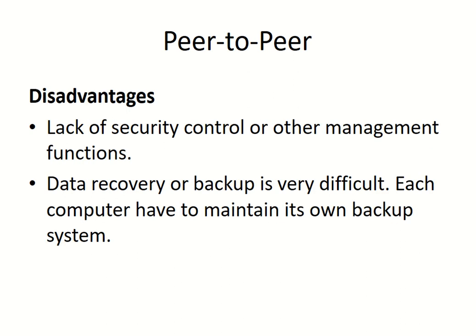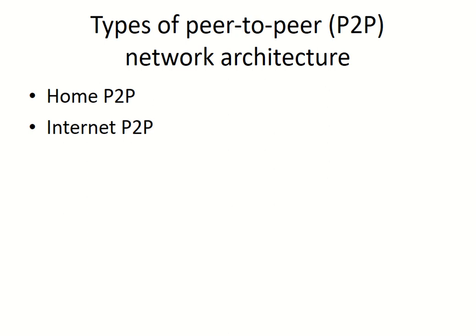But there are a few disadvantages of this kind of network architecture. First, lack of security control or other management functions, because there is no administrator involved to control or monitor the network. And data recovery or backup is very difficult, since each computer has to maintain its own backup system. For this kind of network architecture, since all the peers have equal responsibilities and capabilities, it is very difficult to do data recovery or backup, so each computer has to maintain its own backup system.